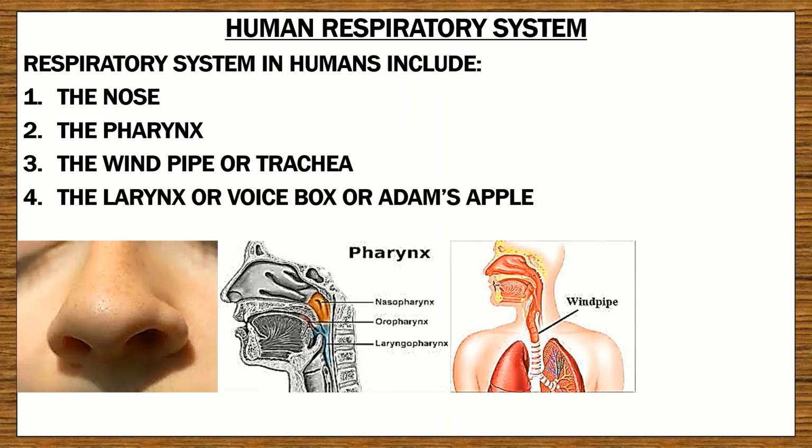Now, the fourth part of the human respiratory system is the larynx, or the voice box, or Adam's apple.